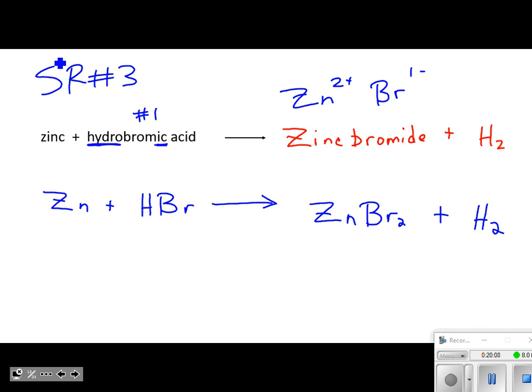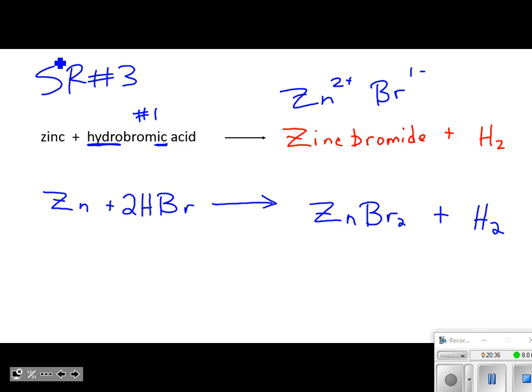Cameron, am I balanced? No. How do I balance this? I need to put a 2 in front of the HBr. And now is it balanced? Absolutely. Okay. Absolutely. Any questions on that one?